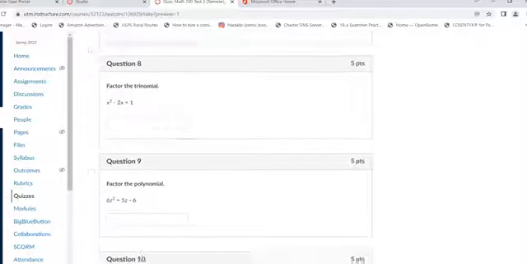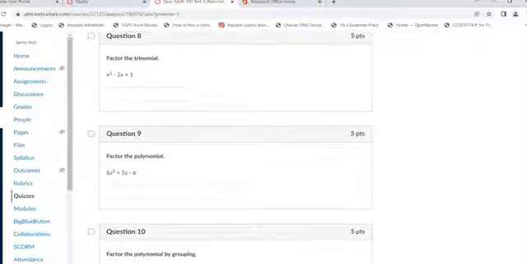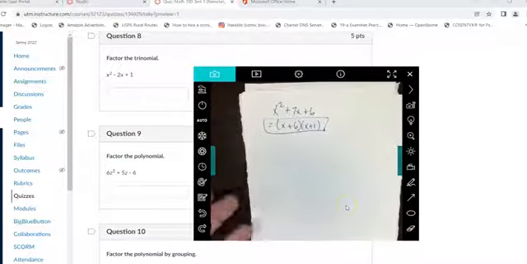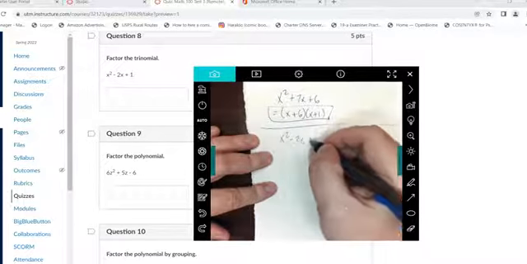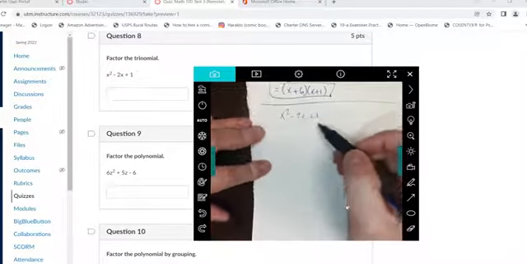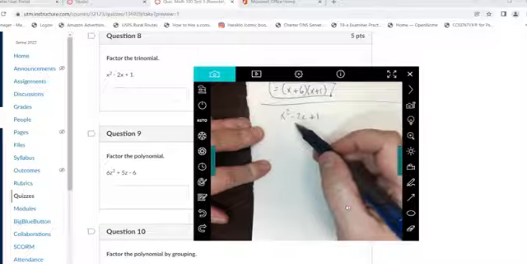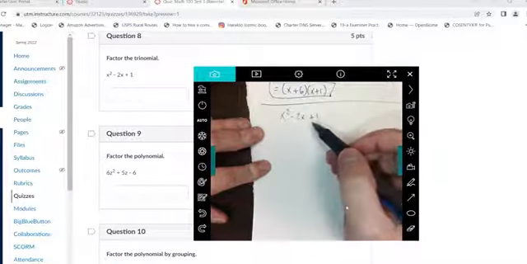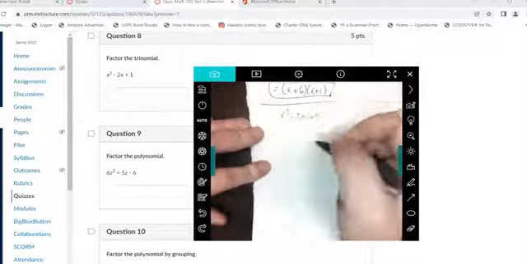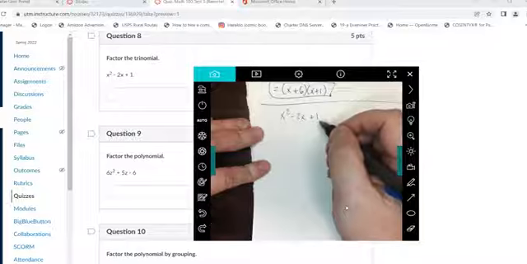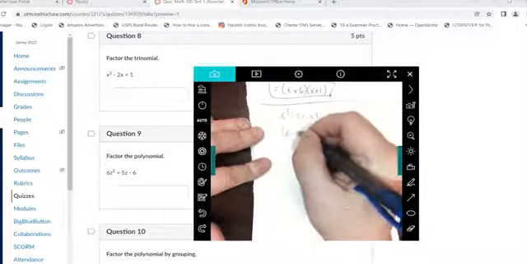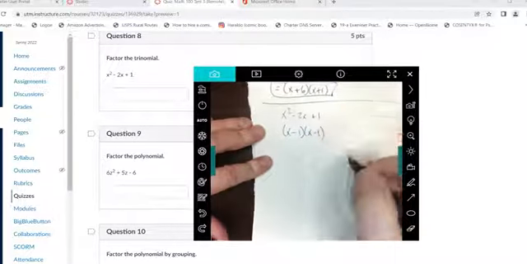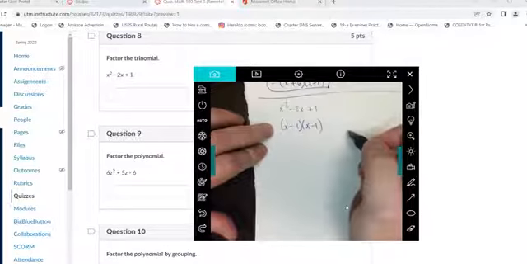Okay. Factor that trinomial. Well, we want to use the same trick if we can, because it starts with x squared. Are there two numbers that multiply together to give you positive 1, but add up together to give you negative 2? And yes, there are. Negative 1 and negative 1. So negative 1 times negative 1 is positive 1, and negative 1 plus negative 1 is negative 2. So this is a correct factorization of it.